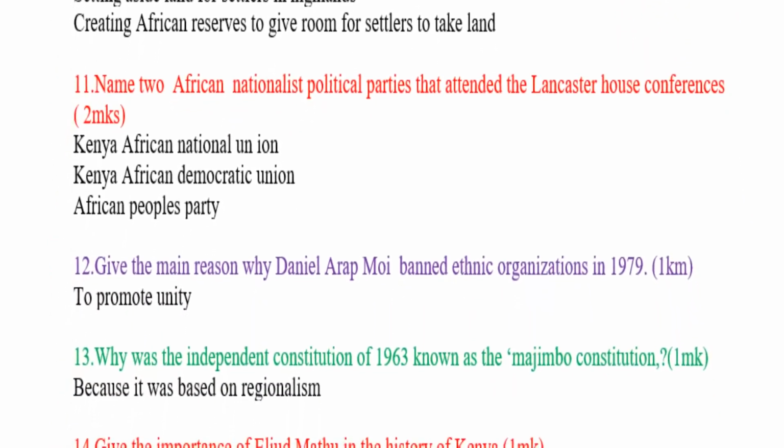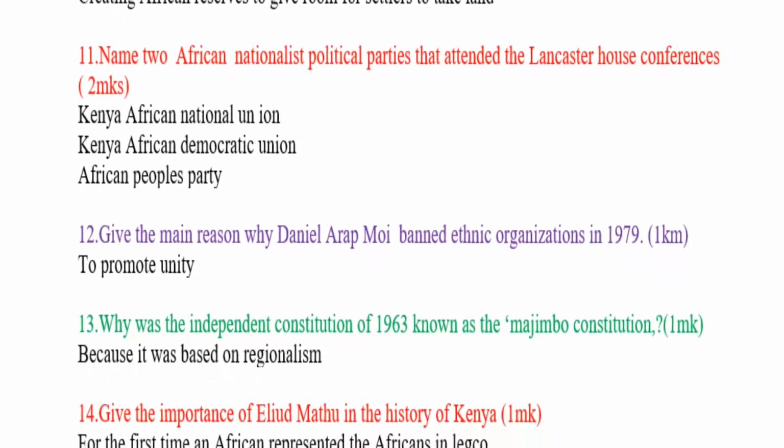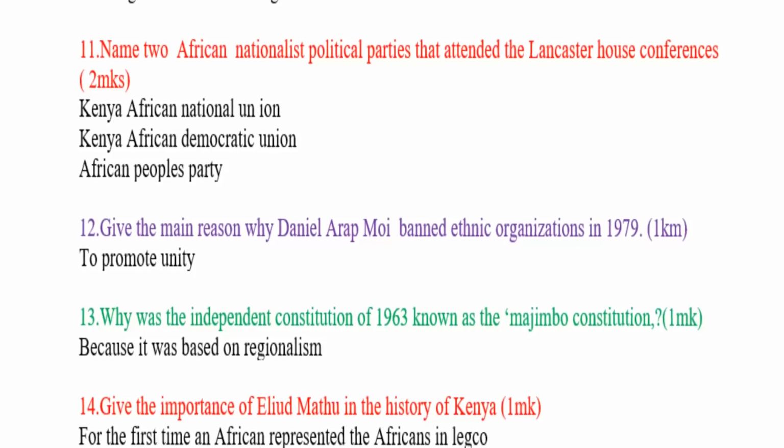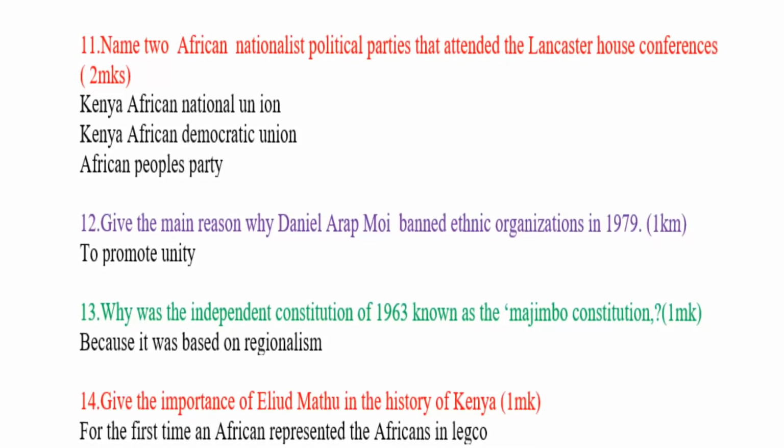We have question number twelve. Give the main reason why Daniel Arap Moi banned ethnic organizations in 1979. This was to promote unity.